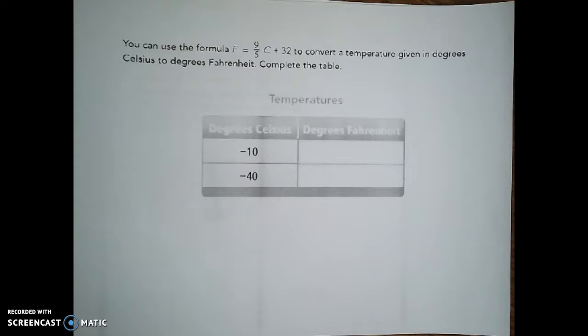Okay, so today we're going to continue our 5-5 notes. So the first question that we have is, you can use the formula F equals 9/5 times C plus 32 to convert a temperature in degrees Celsius to degrees Fahrenheit. And they want us to complete the table below.